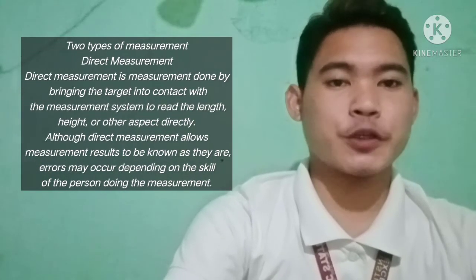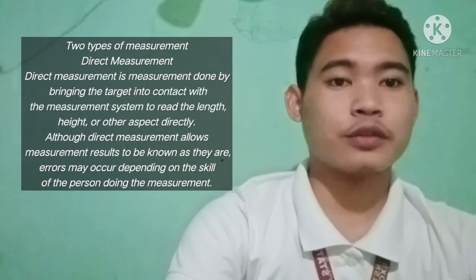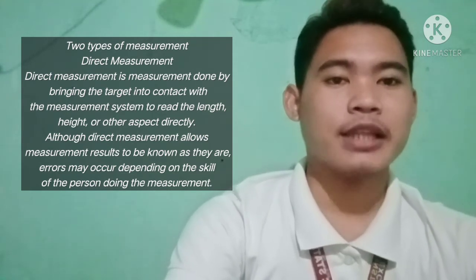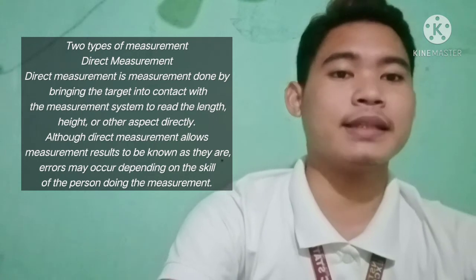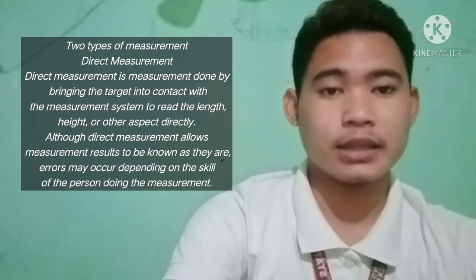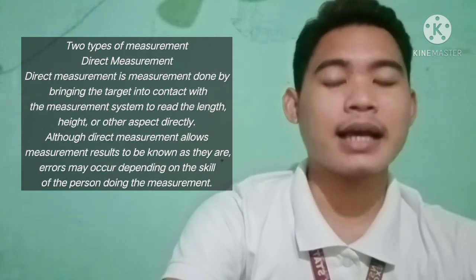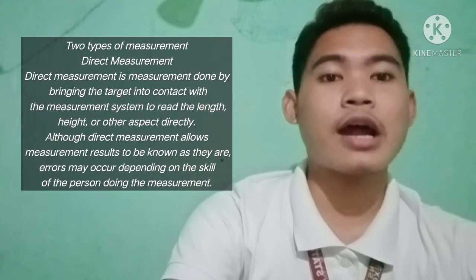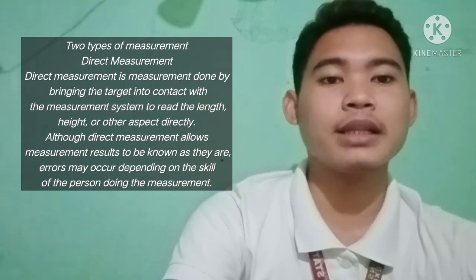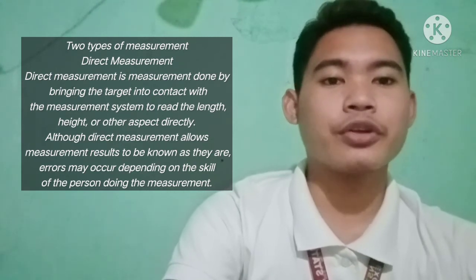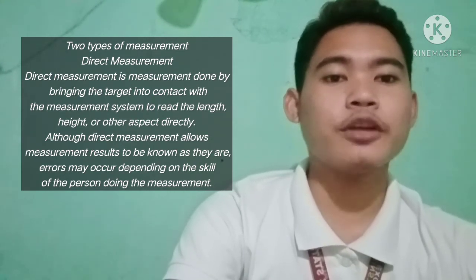Two types of measurement: direct measurement and indirect measurement. Direct measurement is measurement by bringing the target into contact with the measurement system to read the length, height, or other aspect directly. Although direct measurement allows the measurement result to be known as it is, errors may occur depending on the skill of the person doing the measurement. Direct measurement.